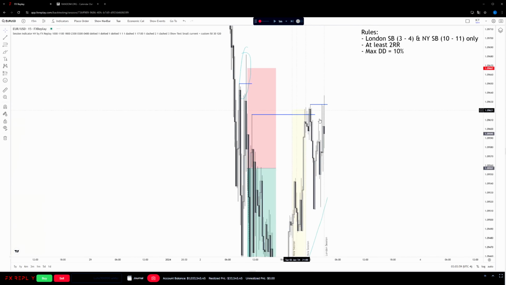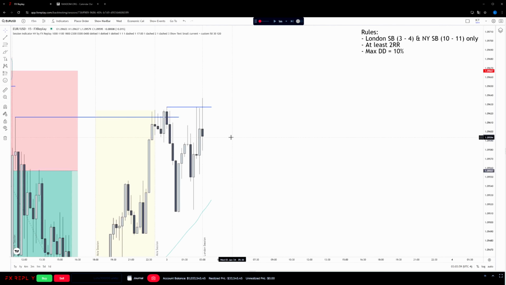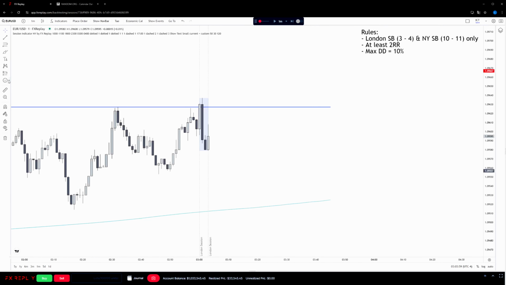Now let's quickly go back to the 15-minute to get another quick look. All right, I think it is already pretty safe for shorts. We had our market structure shift right here, as we can see. We had a really strong momentum change to the downside.